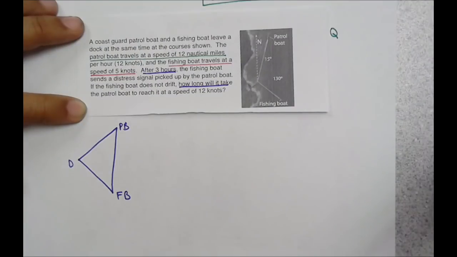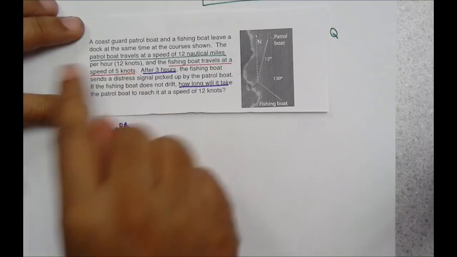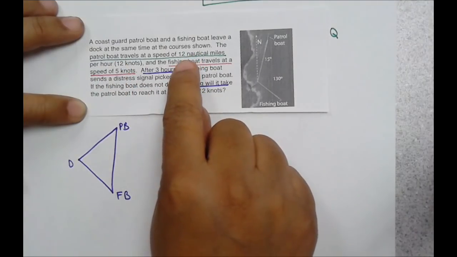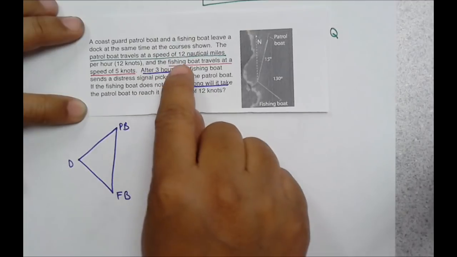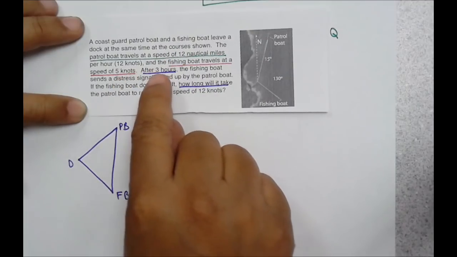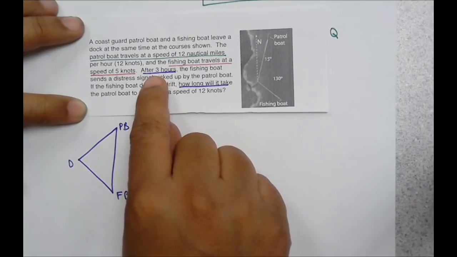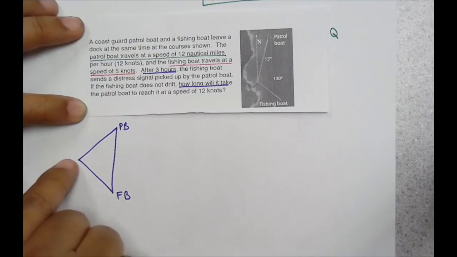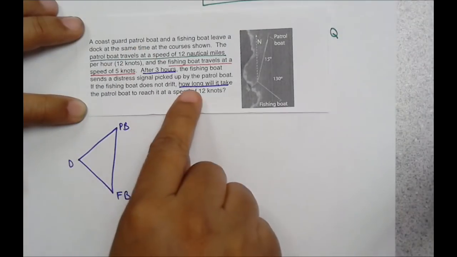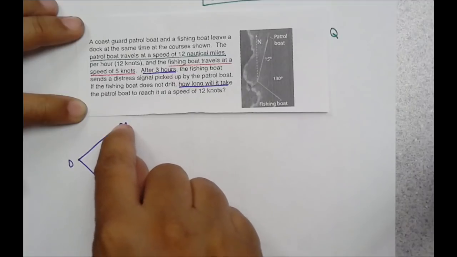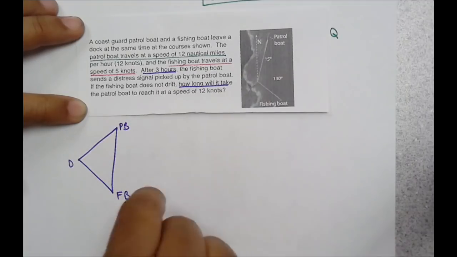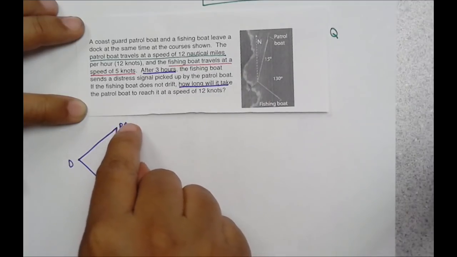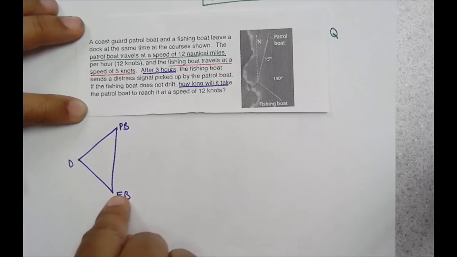Okay, so I went ahead and underlined some key information. We know that the patrol boat travels at a speed of 12 nautical miles, or 12 knots. The fishing boat travels at 5 knots, and they were traveling for 3 hours because they both left this dock at the same time. We wanted to find how long it will take this patrol boat to get to this fishing boat, so I drew this triangle, which is a little bit easier to see here.